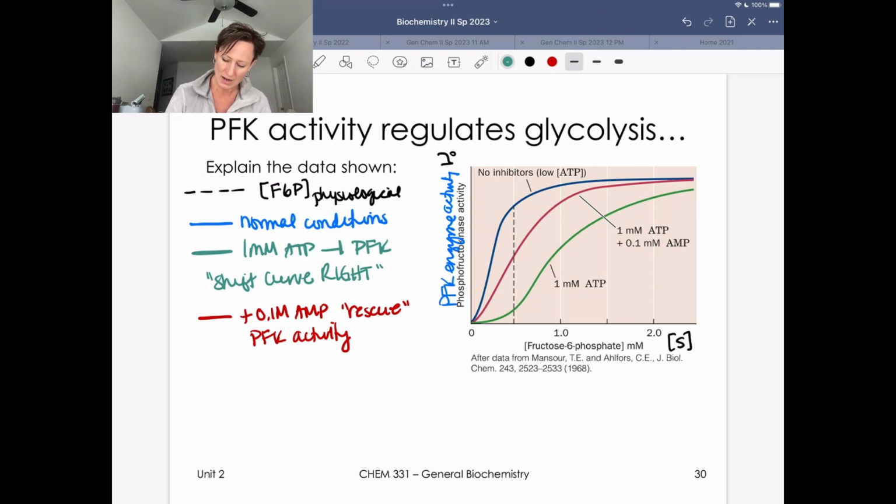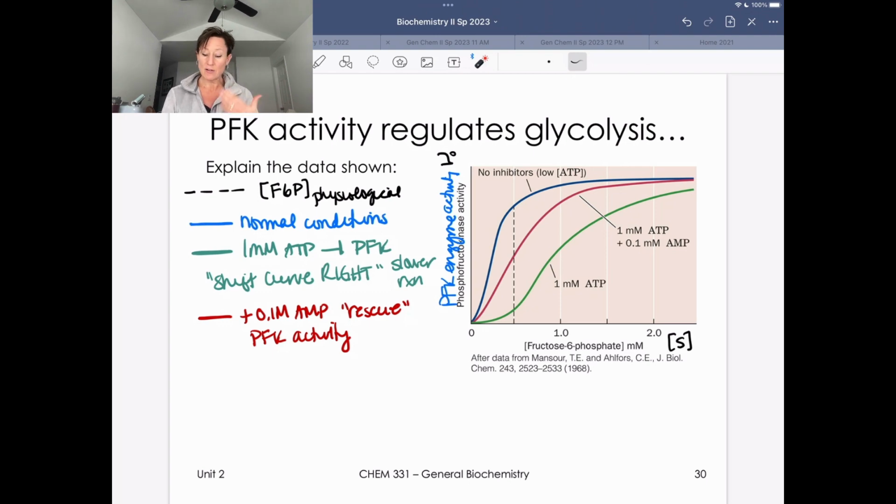Okay, so shift curve to the right, we've got a slower reaction. Okay, so we can sort of see that. Now, we're going to do a horizontal line in just a minute to explain that, but let me finish up here with our red line here. So again, we can move that curve more back to the left here when we add in 1 millimolar ATP.